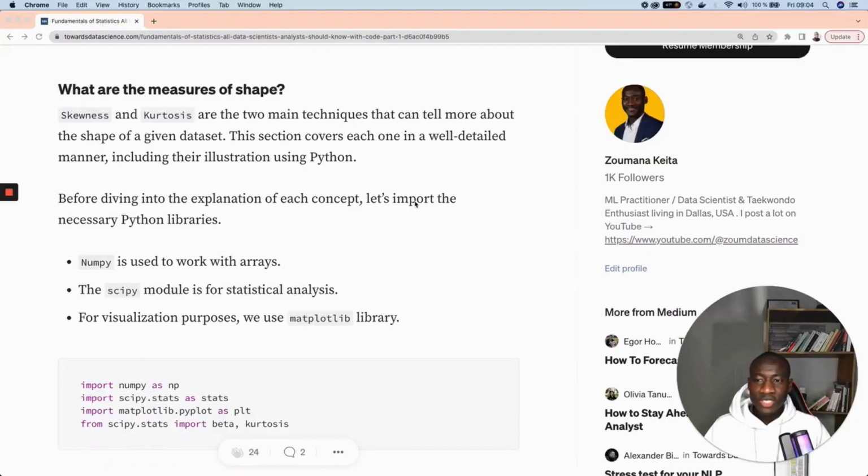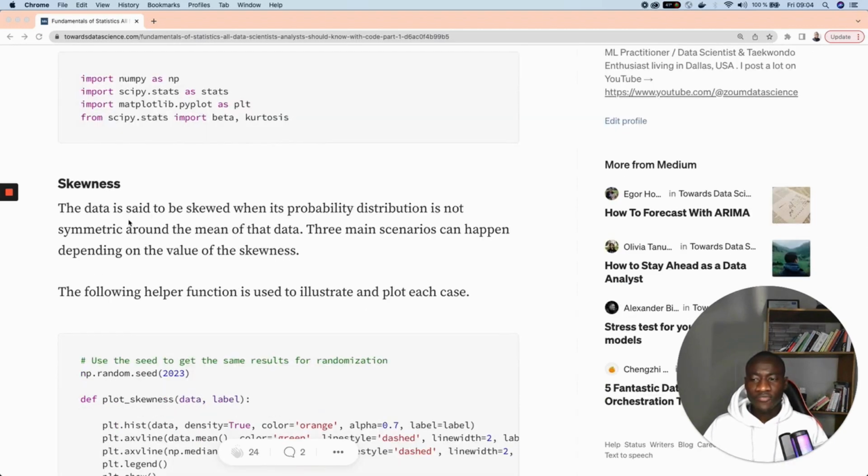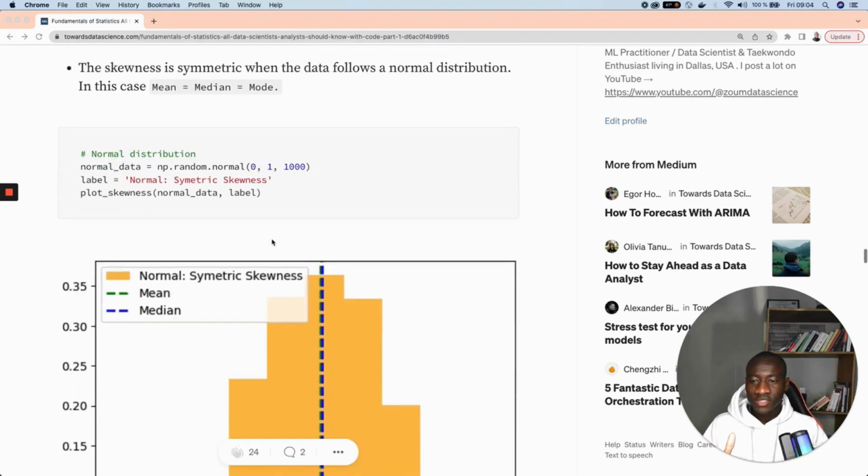So the next measure is the measures of shape. The goal of measures of shape is to have an understanding of the distribution of the data set that we are working with. And there are two main techniques. We have skewness and kurtosis. The data is said to be skewed when its probability distribution is not symmetric around the mean. This symmetry is explained here.